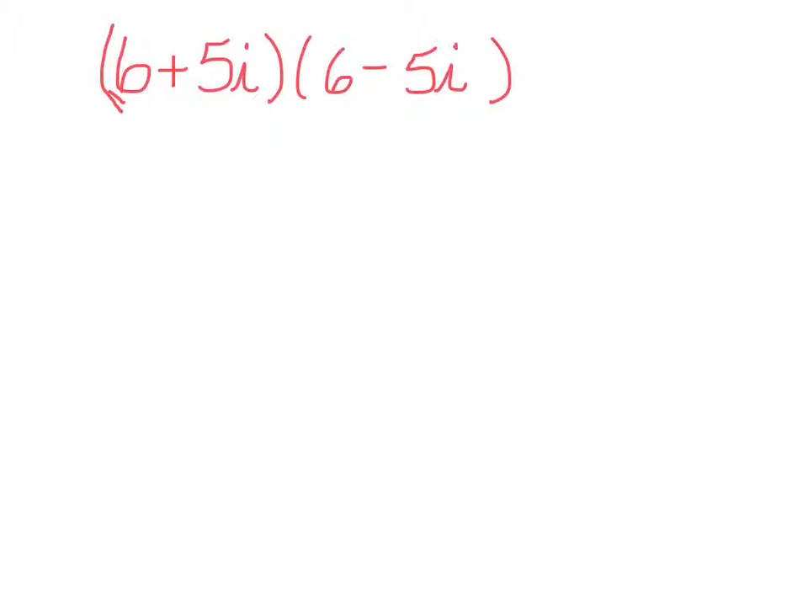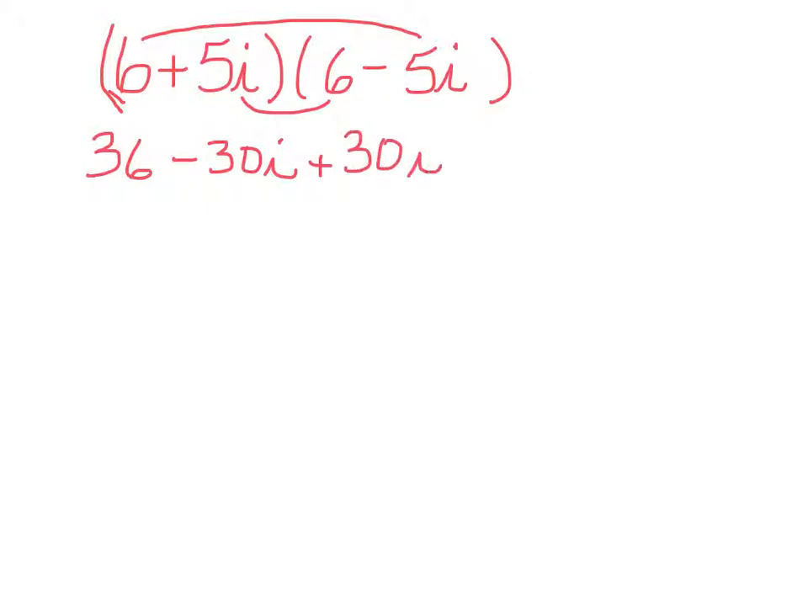All right, so let's double distribute. So 6 times 6, we get 36. If we have our outer terms here, we're going to get minus 30i. Our inner terms here will give us positive 30i. And then our two last terms will give us negative 25i squared. Now we have two things going on here. First thing is you should notice that these terms here are opposites of each other, so they're going to cancel each other out. Much like when we did conjugates with radicals.